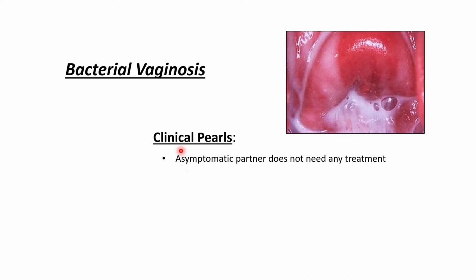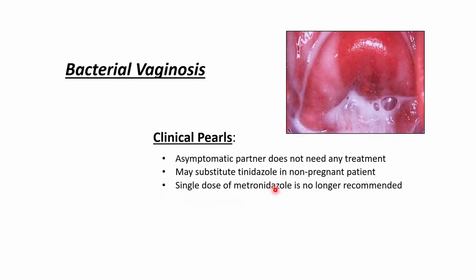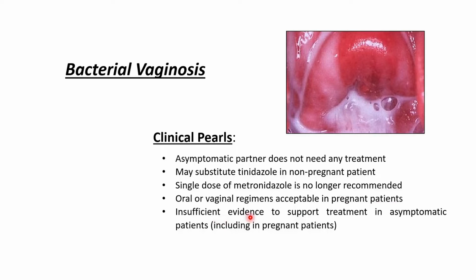I'd now like to provide some clinical pearls for bacterial vaginosis. An asymptomatic partner does not need any treatment. You may want to substitute tinidazole in non-pregnant patients. A single dose of metronidazole is no longer recommended. Oral or vaginal regimens are acceptable in pregnant patients. There's insufficient evidence to support treatment in asymptomatic patients, including pregnant patients.